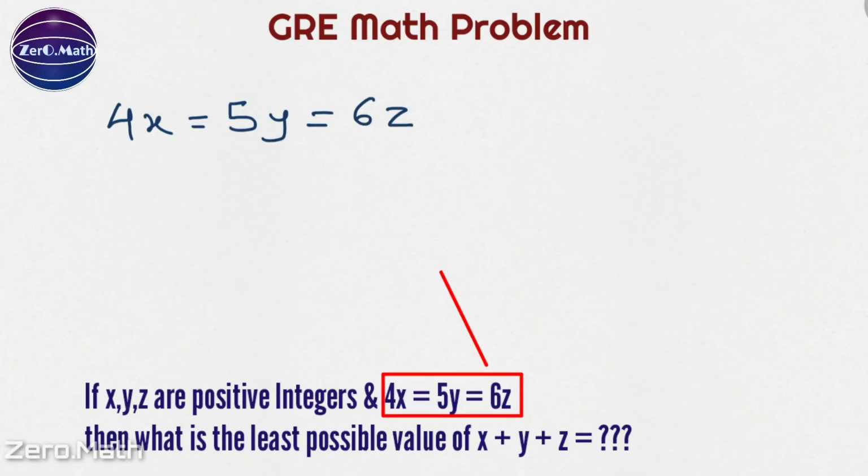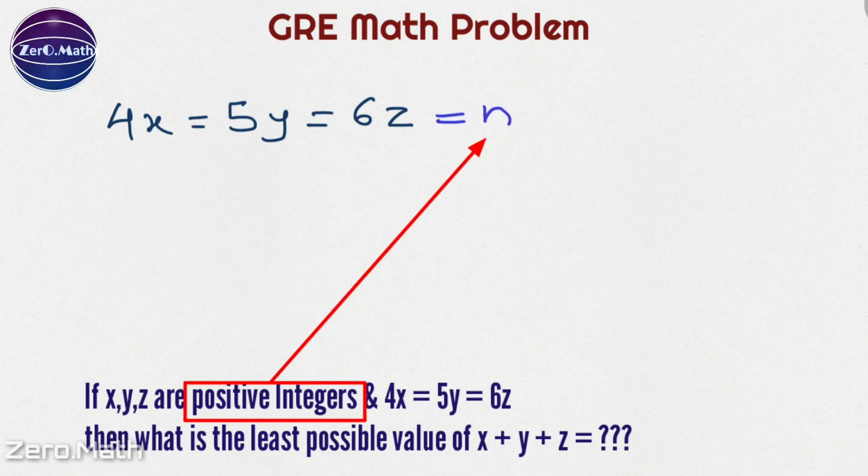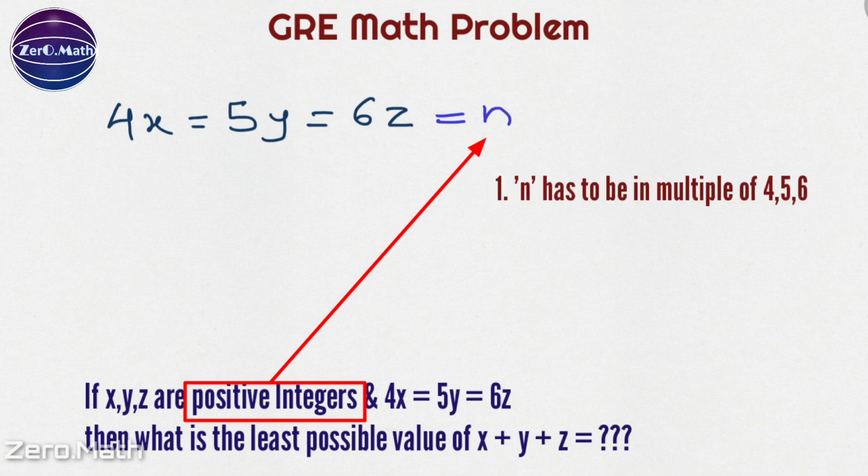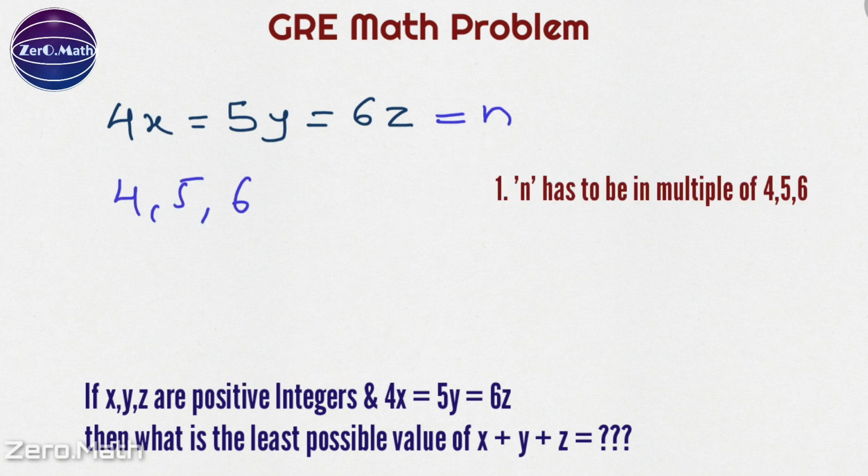As per the problem statement, 4x is equal to 5y is equal to 6z. Let's assume 4x, 5y and 6z equal some integer n, which is a positive integer. This number n has to be a multiple of 4, 5 and 6.